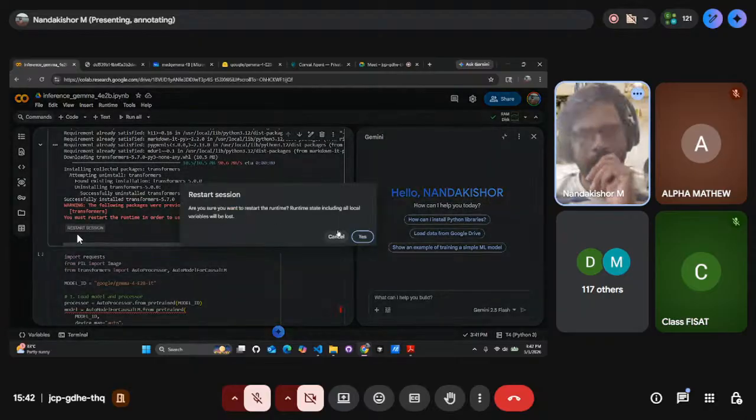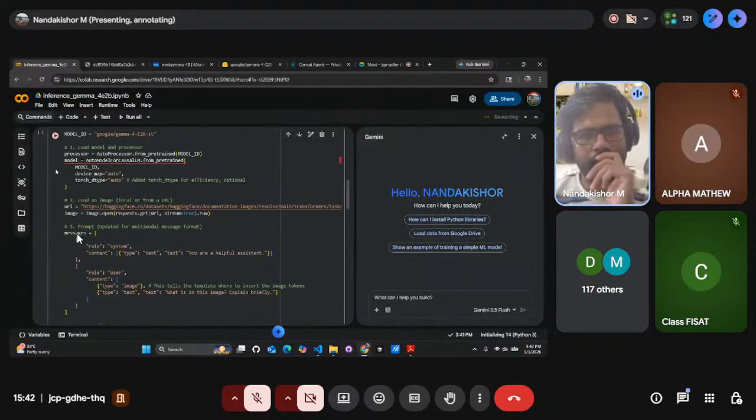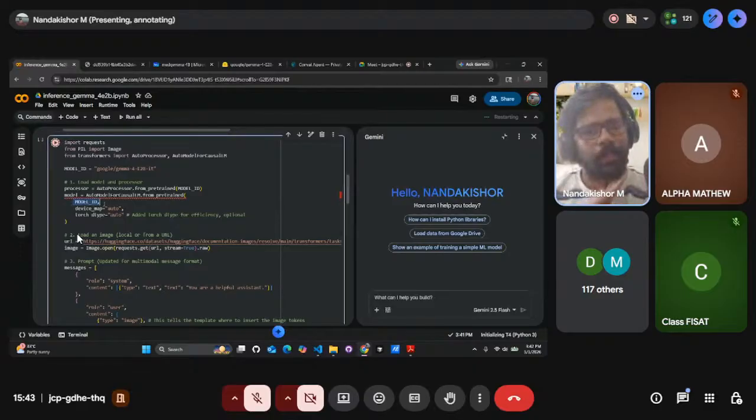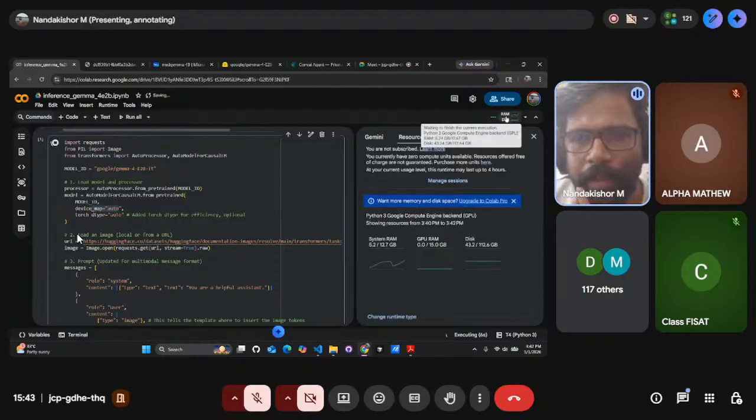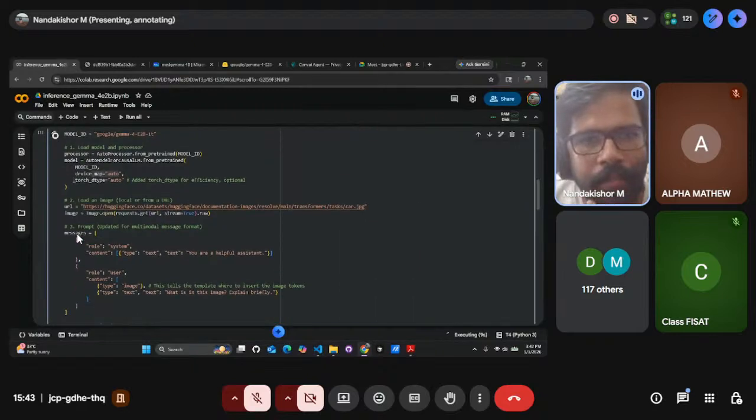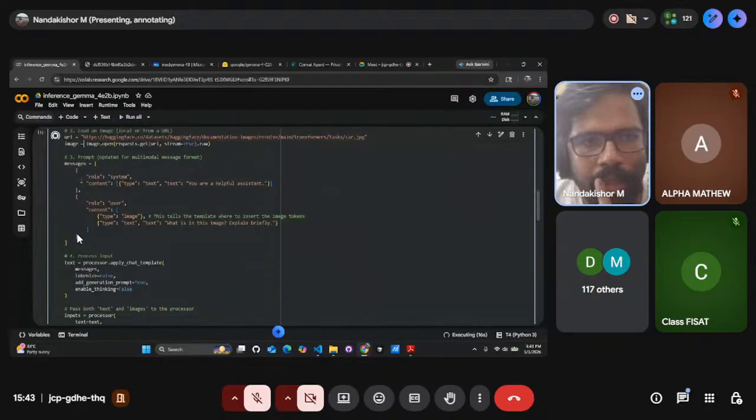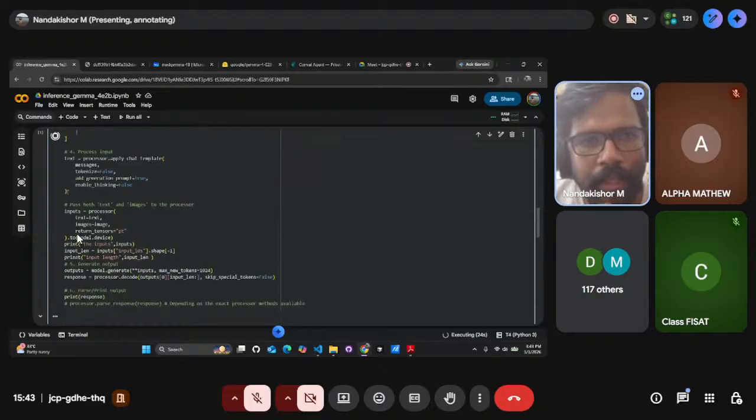We need to restart the session, since we already imported the transformers. Model ID, device map auto means it's using CUDA if it's available. We have the runtime set as the T4 GPU with 50 GB VRAM, and torch dtype auto. So we have the image. Then this is the standard system prompt here. Then the user prompt: what is the image? Explain it briefly. You have the text, applying the template. You can just print the text also, right?